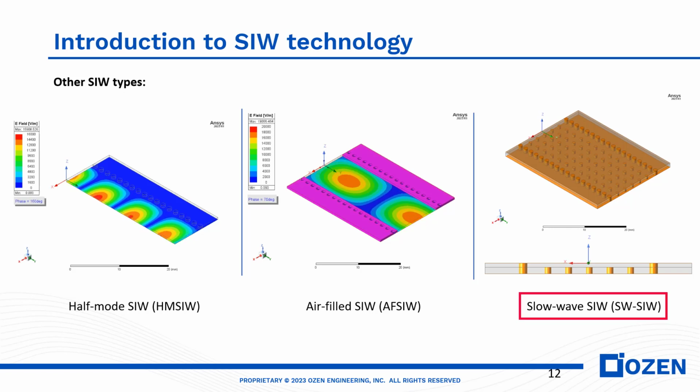And we have slow-wave SIWs. They use a periodic structure of metal posts or walls to slow down the propagation speed of the electromagnetic waves. This is achieved by increasing the capacitance, and by slowing down the waves, we significantly reduce the size of the waveguide for a given cutoff frequency.